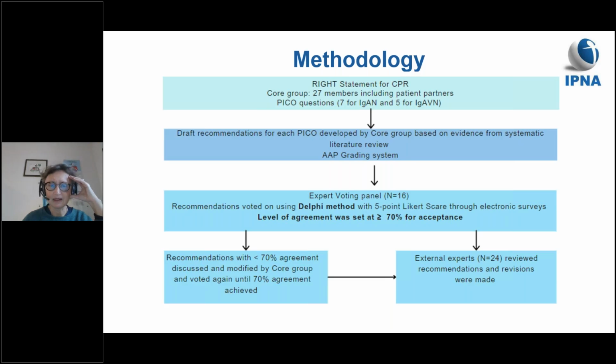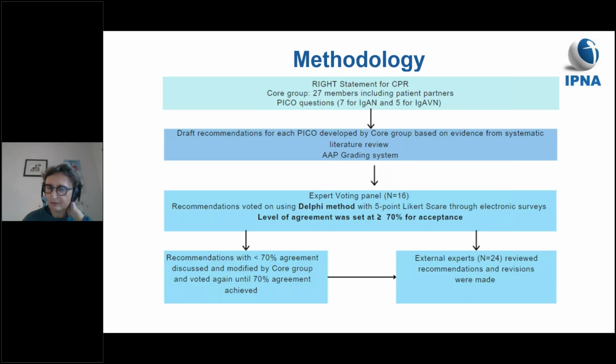After this had been done, there was an expert voting panel. And a Delphi method was used so that for each specific recommendation or suggestion, a level of agreement of 70% or above was set as necessary for that statement to be left as it was. If it did not reach this threshold, it was reformulated, modified, and then went through a subsequent Delphi process.